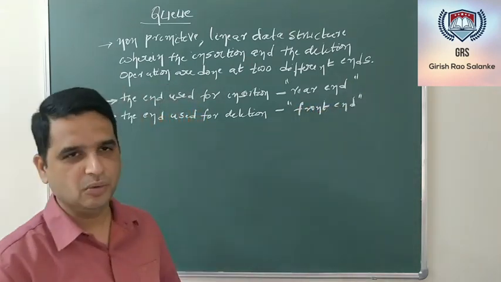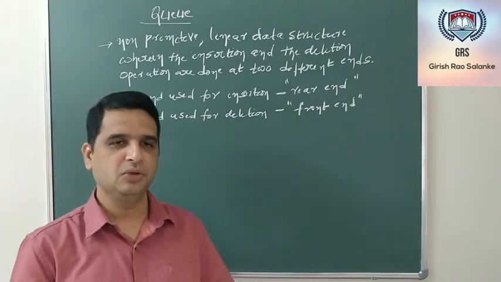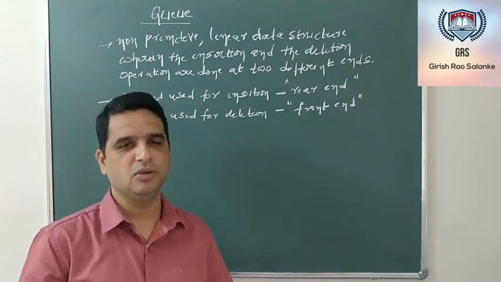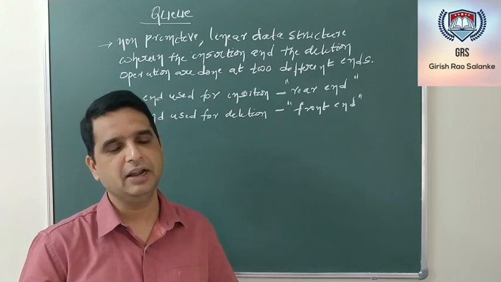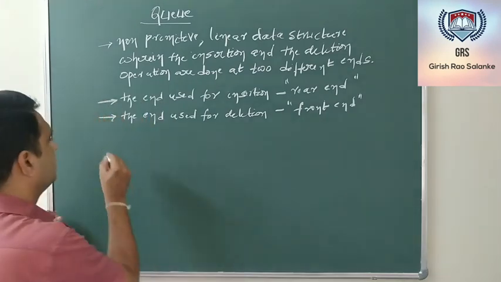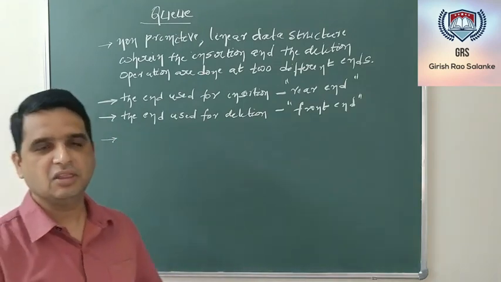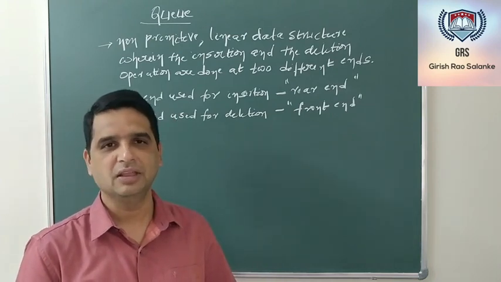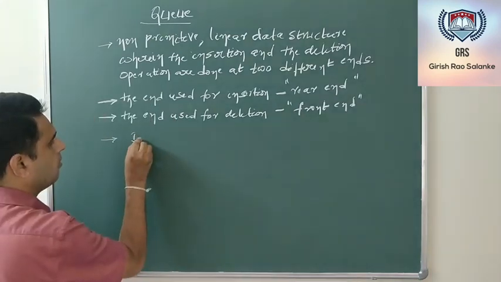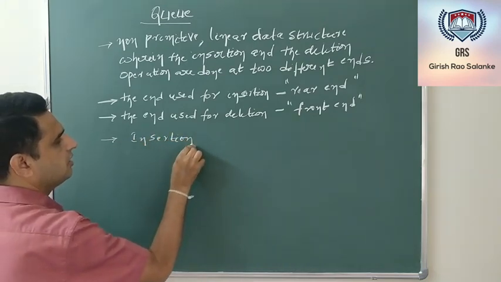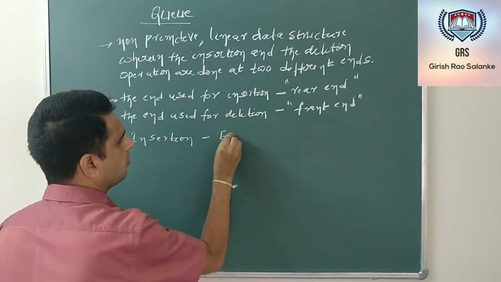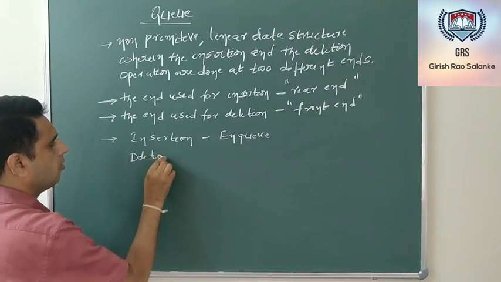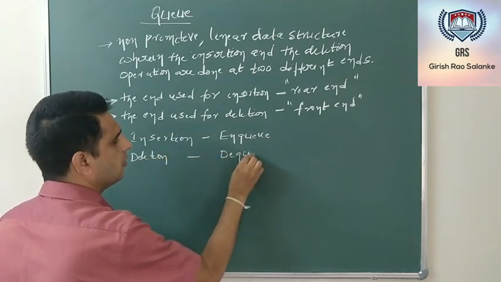So note that in case of a queue, we use two different ends. One end is used to perform the insertion operation, and that end we call the rear end, and one more end is used to perform the deletion operation, and that end is called the front end. The insertion operation is termed as enqueue and the deletion operation is termed as dequeue.